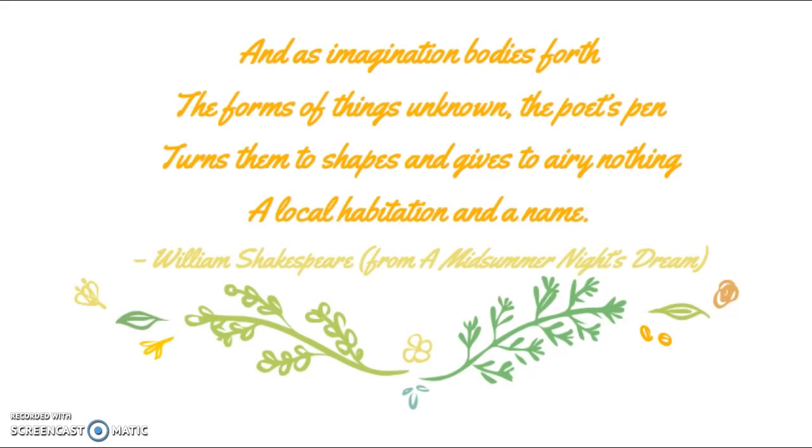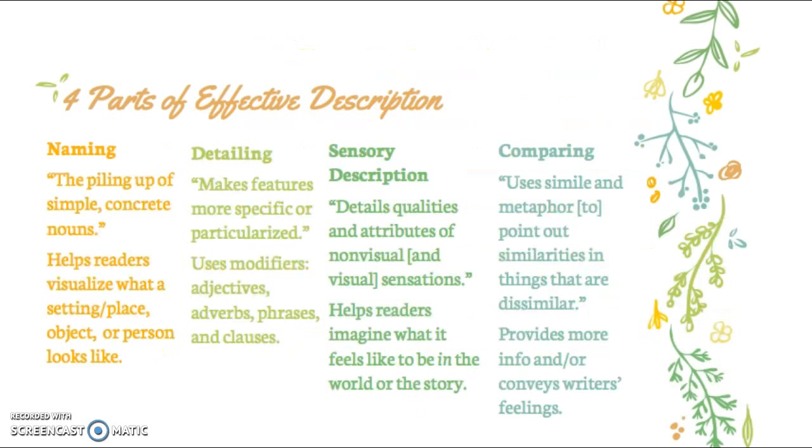This quote from William Shakespeare represents this pretty well. Shakespeare writes, "And as imagination bodies forth the forms of things unknown, the poet's pen turns them to shapes and gives to airy nothing a local habitation and a name." When you're bodying forth or creating a world, you're basically building it from the ground up.